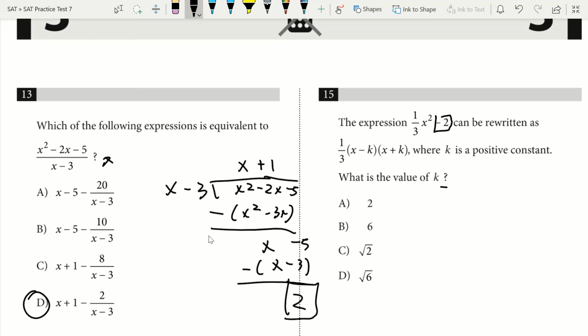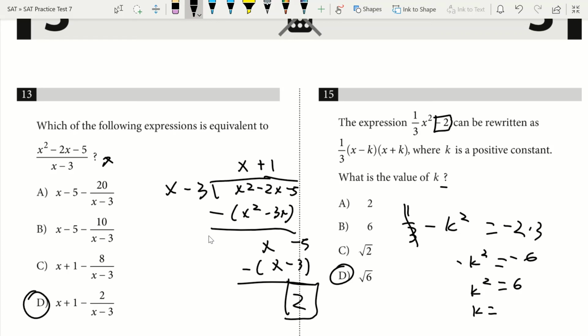Well, I know negative k squared times 1/3 has to equal -2. I multiply each side by 3 to get rid of this, and I get -6 equals negative k squared. Therefore, k squared has to equal 6, and k has to equal the root of 6. So my answer is D.